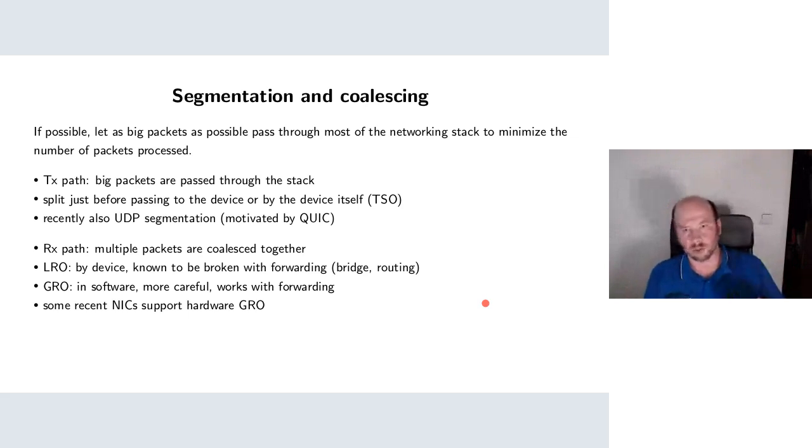In the receive path, we are doing the opposite. We receive relatively short packets, and we combine them together. The original implementation called LRO was done by the hardware, by the device. The problem is that it didn't work. It had its problems, and the biggest problem was that it did not work with forwarding, any kind of forwarding. That means both bridging and routing, which led to a lot of mysterious issues.